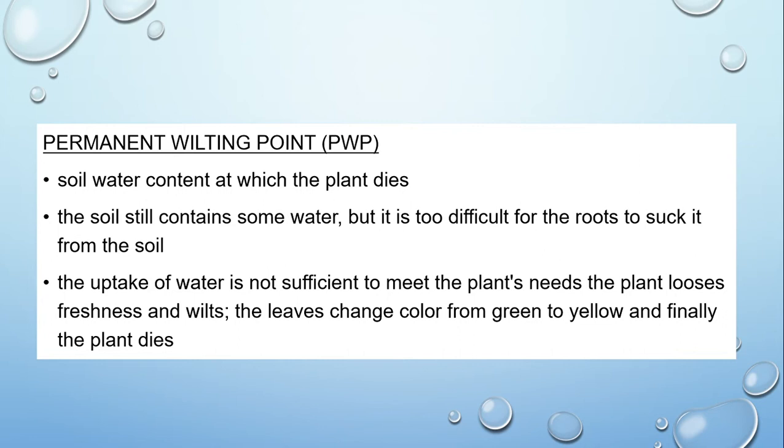Pero, yung sponge mo ay basa pa din. Meron pa ding water. So, at that condition, yun yung permanent wilting point. In that case, hindi na din magagamit ng halaman yung water na available doon sa soil.